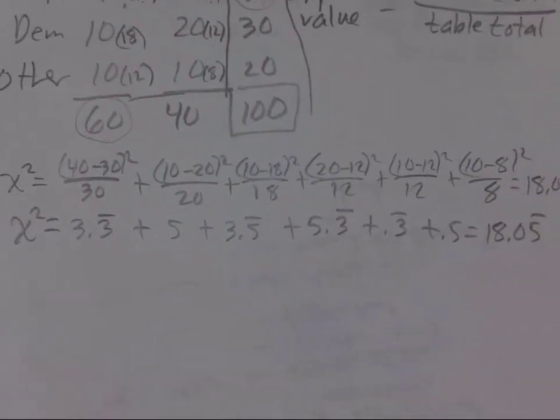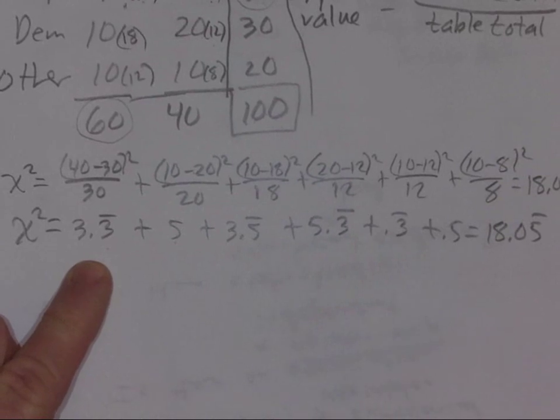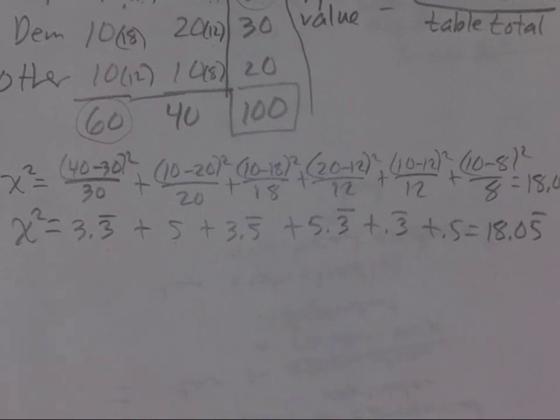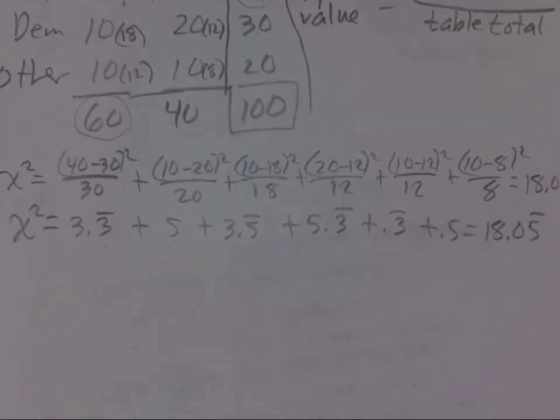Now, by the way, each of these things is what is known as a component of chi-squared, and you have to be able to find those. And we're going to do a follow-up analysis. We're going to look back and say, well, which cell contributes the most?